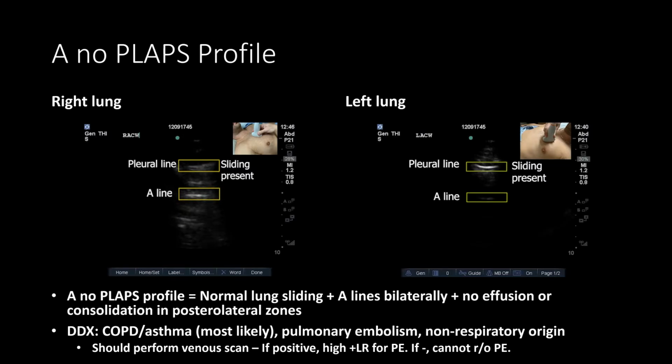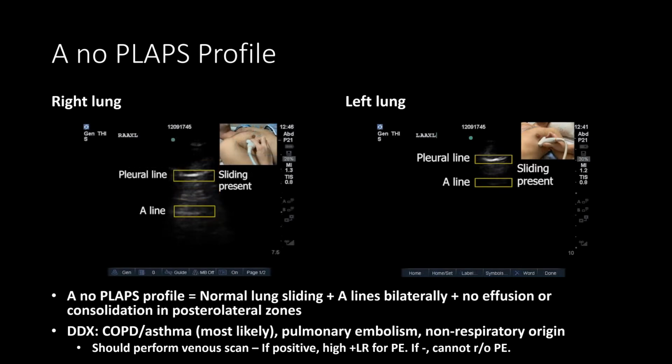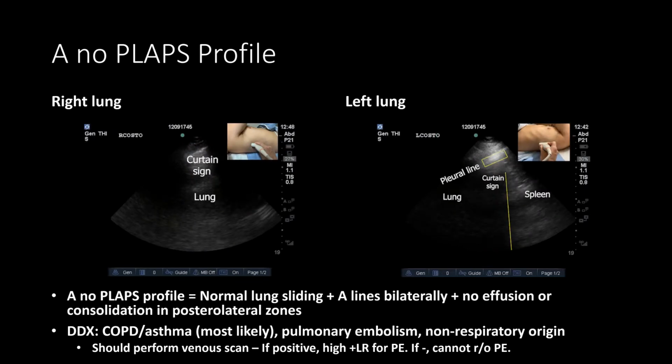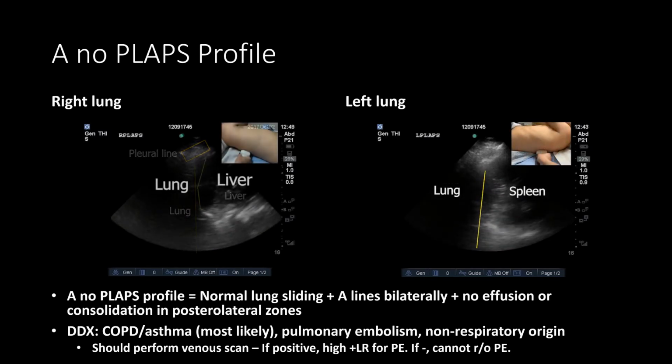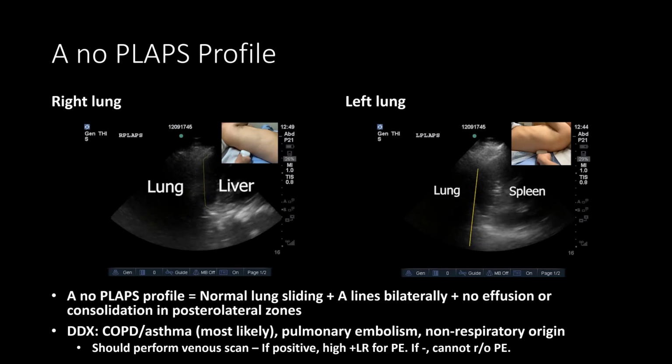These are examples of A profile with no PLAPS, which would again be most consistent with COPD or asthma, but the differential here is a pulmonary embolism or cause of non-respiratory origin. And so if one were to find this profile, the next step would be to perform a venous scan. And again, just looking at the screens here at the top, we can see that there were A lines bilaterally, good lung sliding, and looking at the PLAPS region here, there are no signs of an effusion or consolidation.